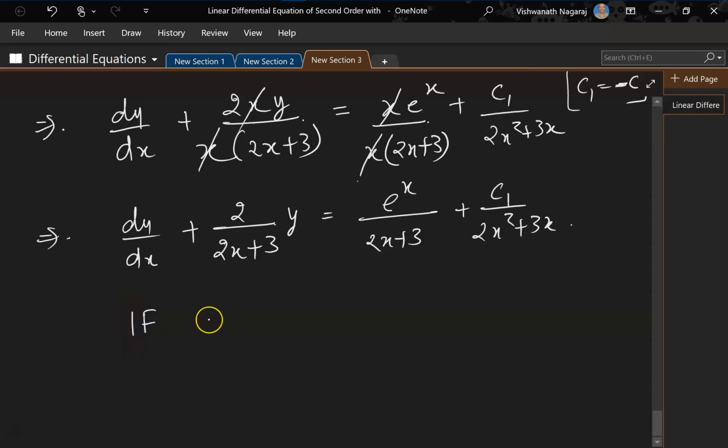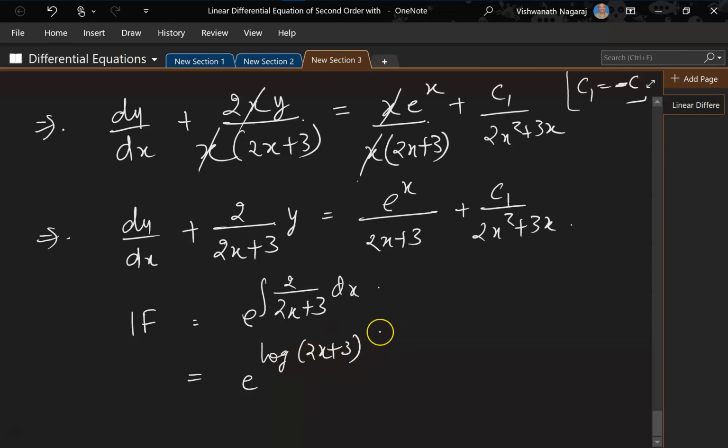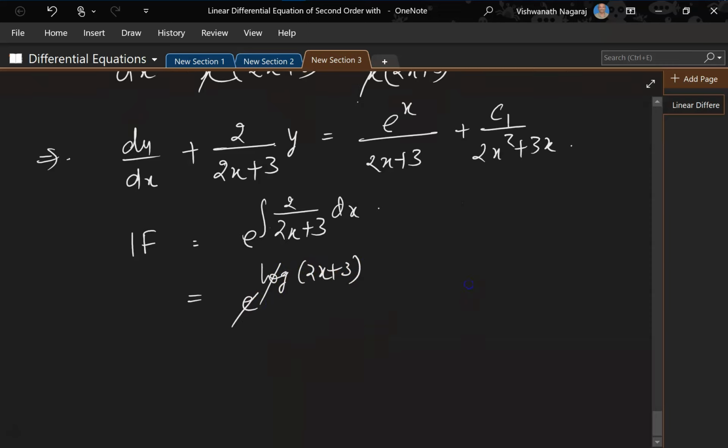So the integrating factor would be e to the power of integral of 2 by 2x plus 3 dx, which is equal to e to the power of, the integral of this would be log of 2x plus 3. Again, immediately differentiate this. You will get 1 by 2x plus 3 times 2. E and log will cancel out and you're left with 2x plus 3.